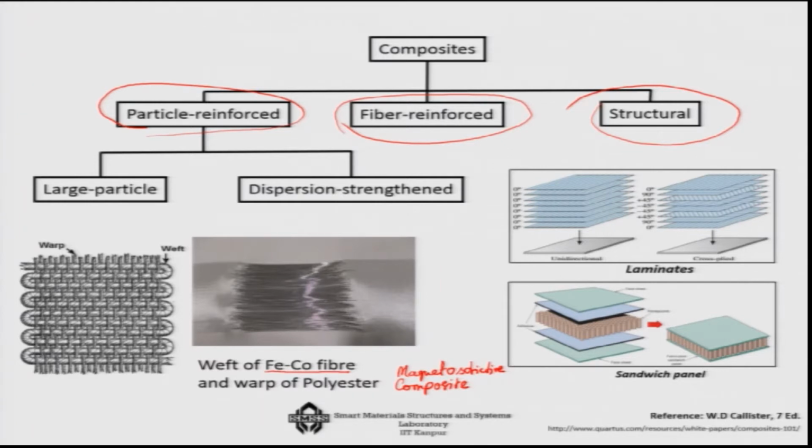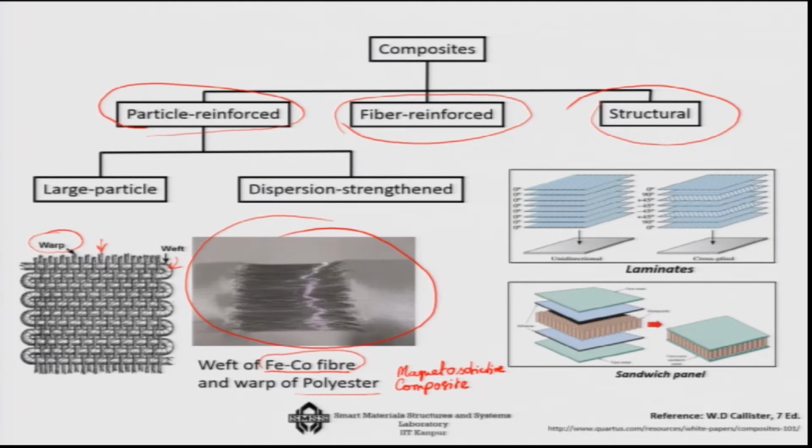In this case, it is a bidirectional one, in which the fiber architecture has a warp part, which are the straight parts, as you can see, that is the warp, and there is this weft part. Now, this warp part is made of polyester, and the weft part is made of iron cobalt fiber. So, you get something like that, and this is what you place, and then you carry out the resin transfer molding, and you get a beautiful magnetostrictive composite.